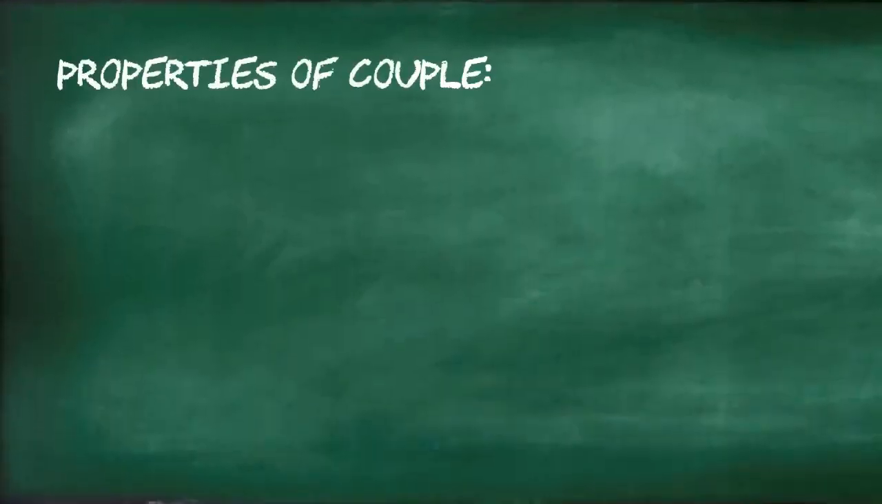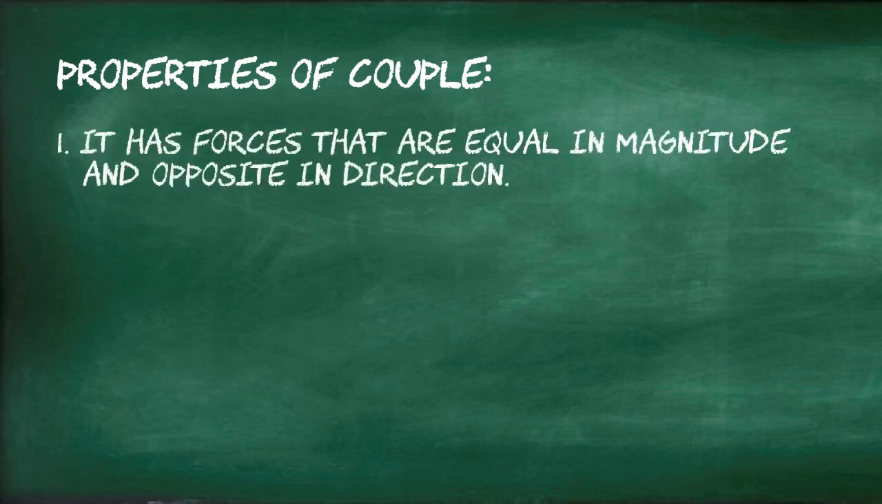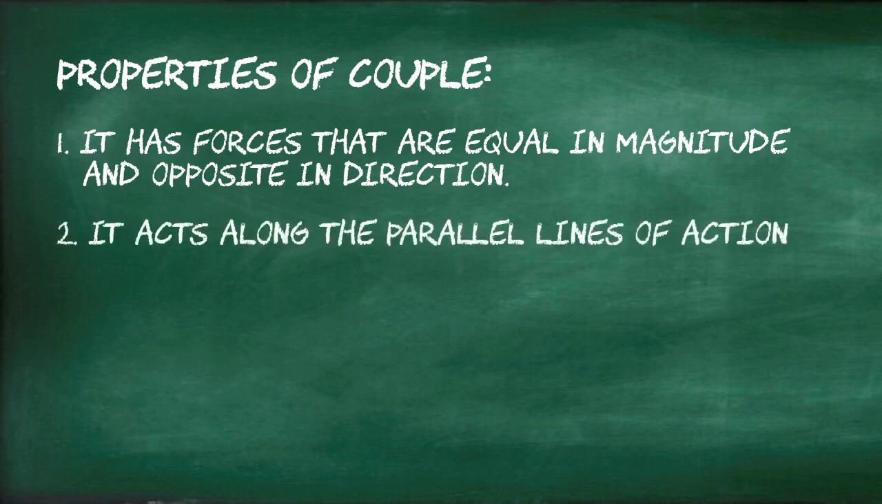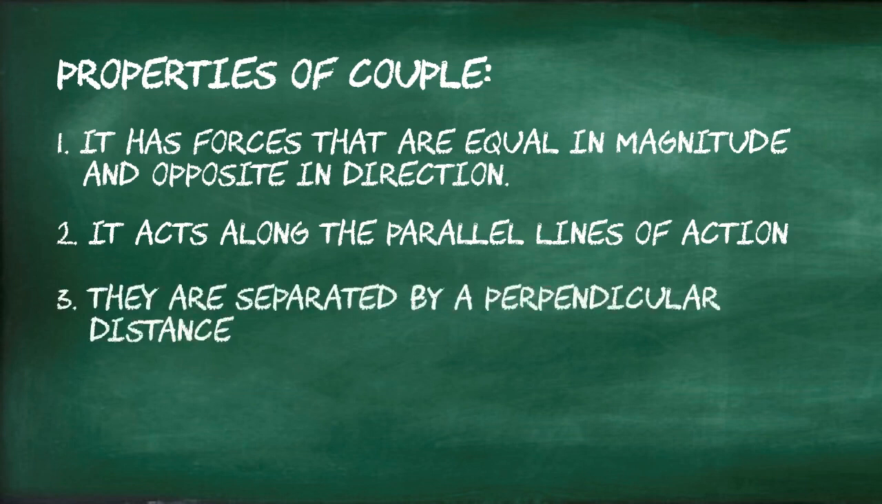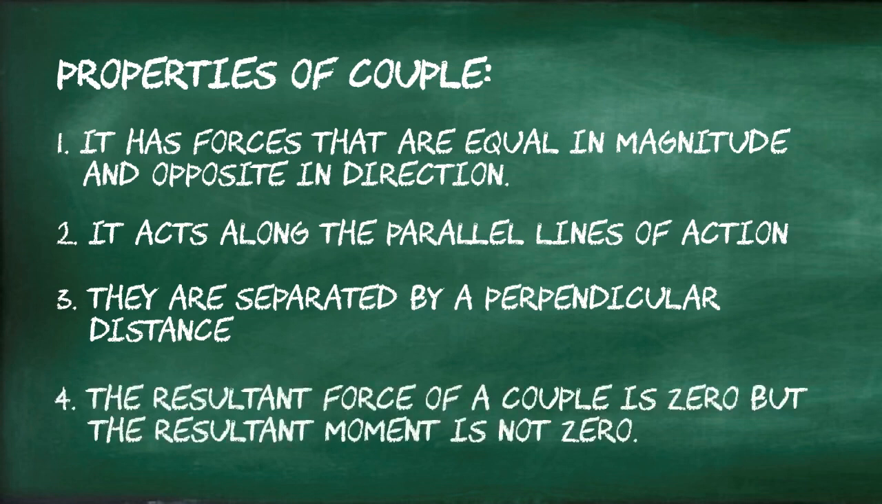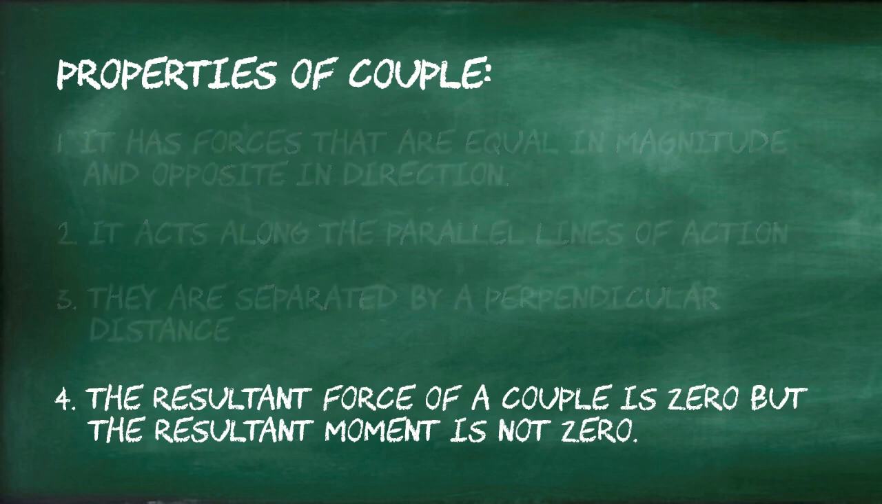Let's move on to the properties of the couple. First, it has forces that are equal in magnitude and opposite in direction. Second, it acts along the parallel lines of action. Next, they are separated by a perpendicular distance. And lastly, the resultant force of a couple is zero, but the resultant moment is not zero.